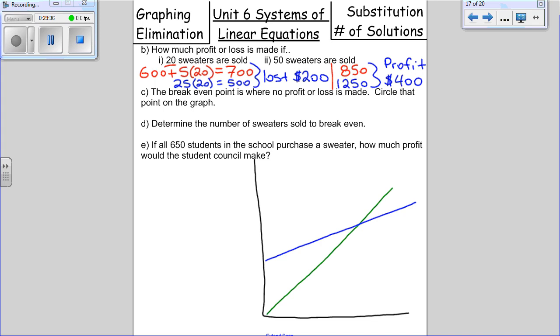So it says, the break-even point. Break-even is a term that you'll see in business. That's where you make no money and you lose no money. Okay? It's a spot right on the graph where you're perfectly in balance. Circle that point on your graph. That point on my graph is right here. Right? That's the break even.